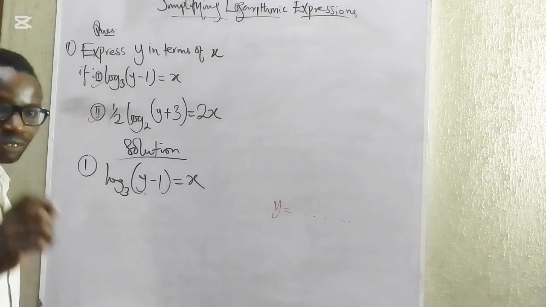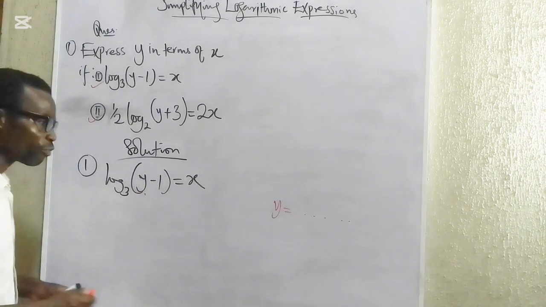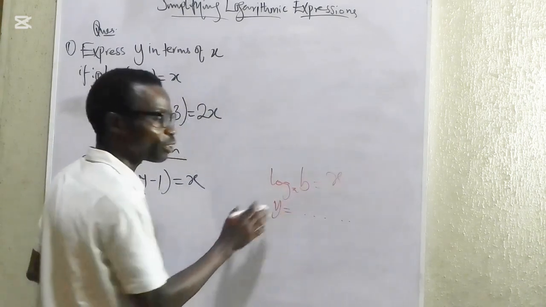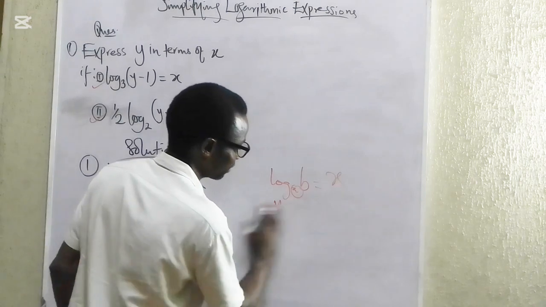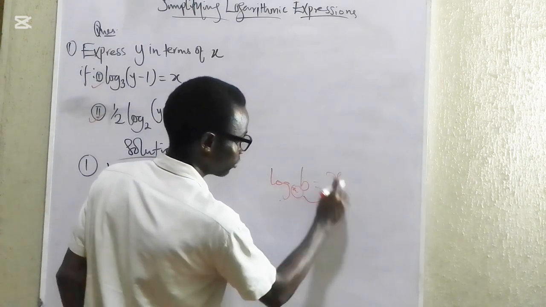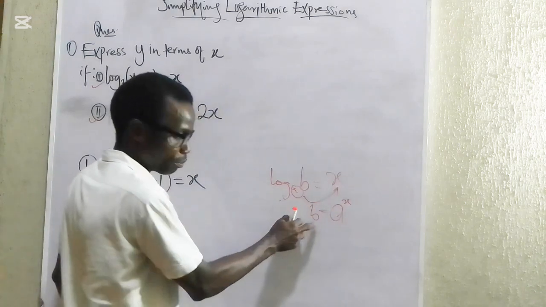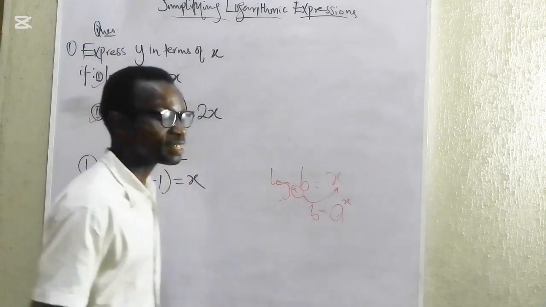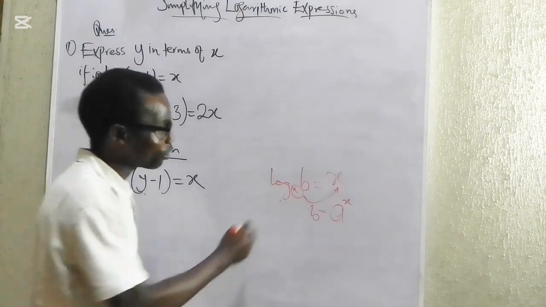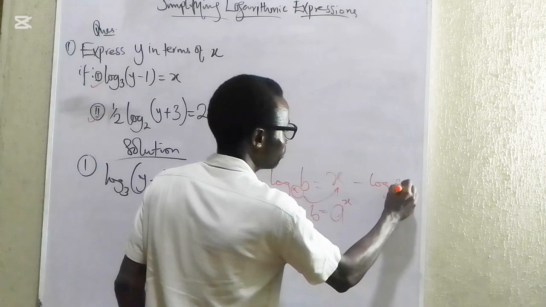Always don't forget the definition of logarithm, which is the log of a number to a particular base is the number of times the base will be raised. The base is a, it's now raised to the power y to give that number b. In other words, it is expressing this log form to exponential form. So what you have here is the log form, and this is the exponential form. So you express the log form and turn it to the exponential form.